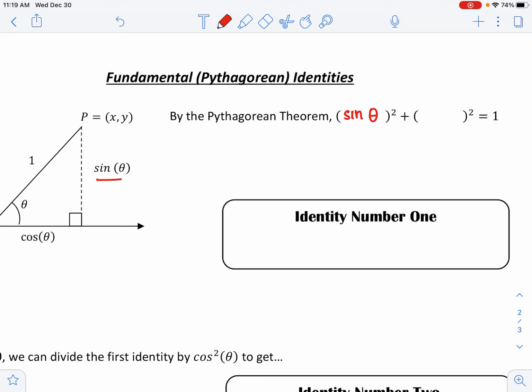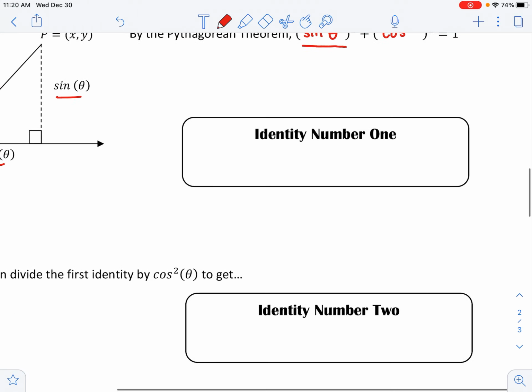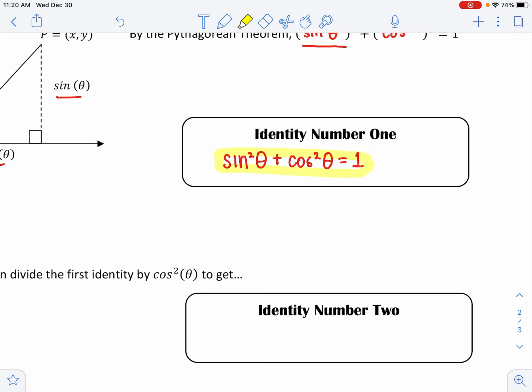I already put the squared there for you. Plus side, which is cosine squared, equals hypotenuse, which is 1 squared, technically. Okay, so that's our first identity. We actually clean it up, though, because we don't put the parentheses in the square. Another way of writing sine of theta squared is sine squared of theta. And then we have plus cosine squared of theta is equal to 1.